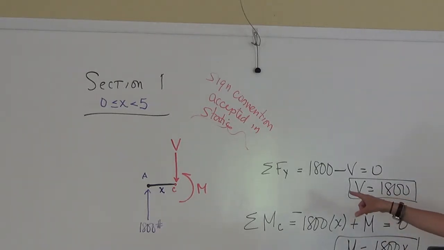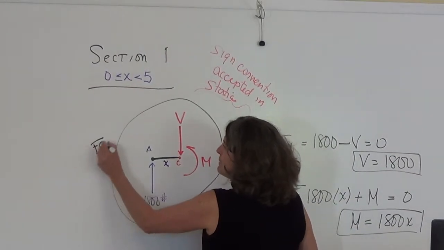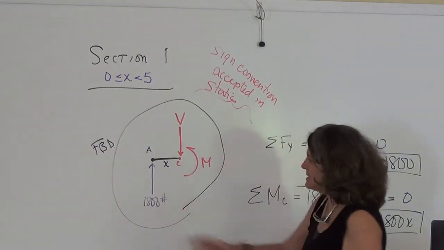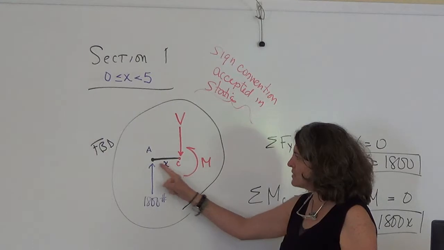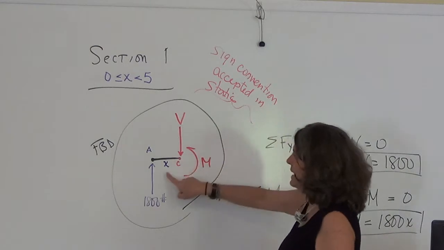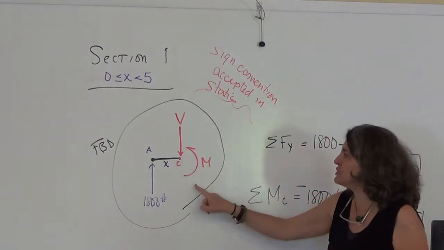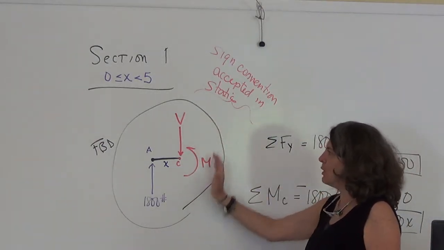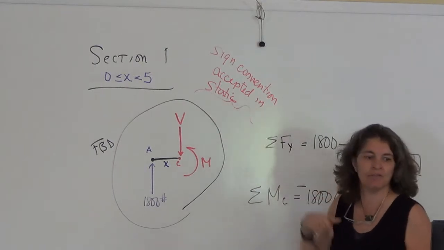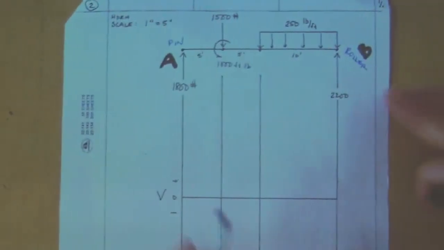Does everybody feel comfortable with this? No problem, right? This is my free body diagram for this section. It has the 1800 on the left. x represents that distance, and I'm trying to calculate the shear at any point within that x and the moment anywhere. So I'm breaking it. And when I break it, I have to put the shear and the moment. And I put the V down and the moment positive because that is the accepted sign convention.